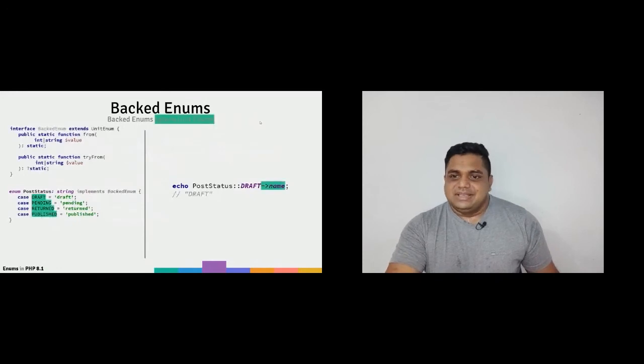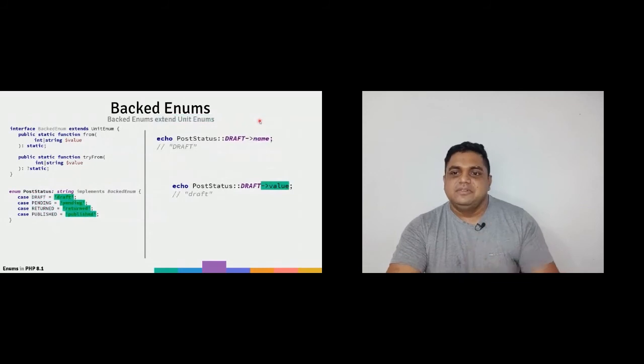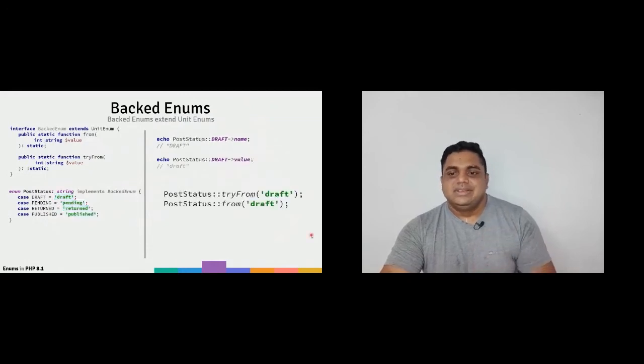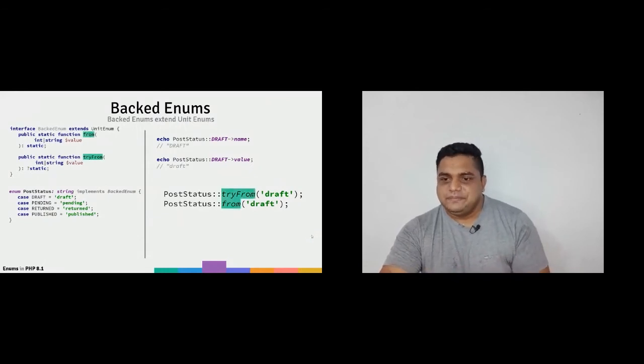Again, name is here because it extends unit enums. And the new property called value is here, and it will be the string or integer value. So this value will always be an integer or string. The two new methods called tryFrom and from work exactly the same if you try to take the enum back from a valid string.